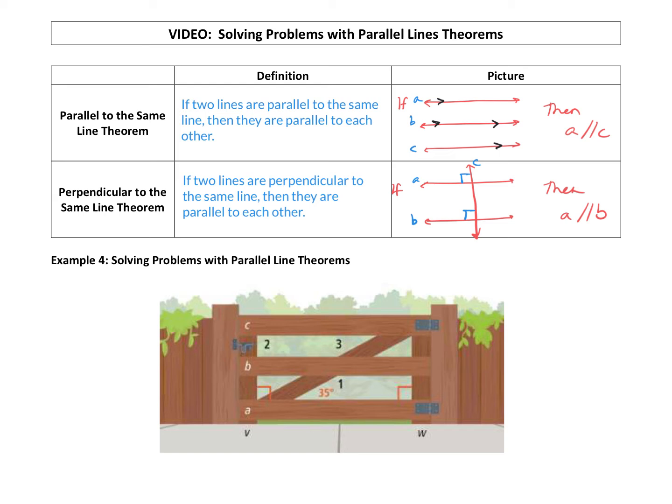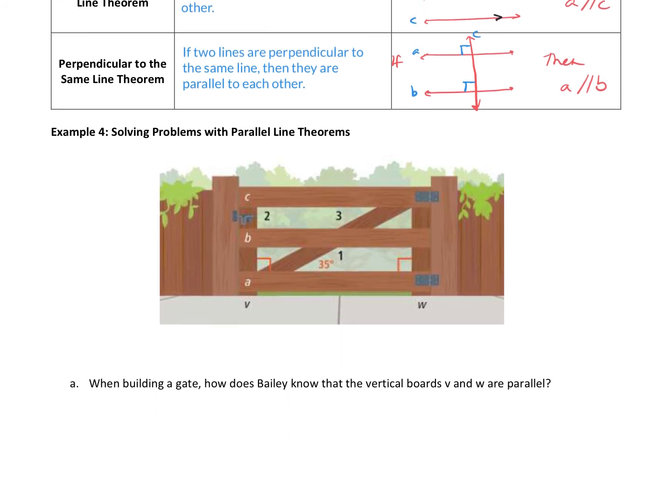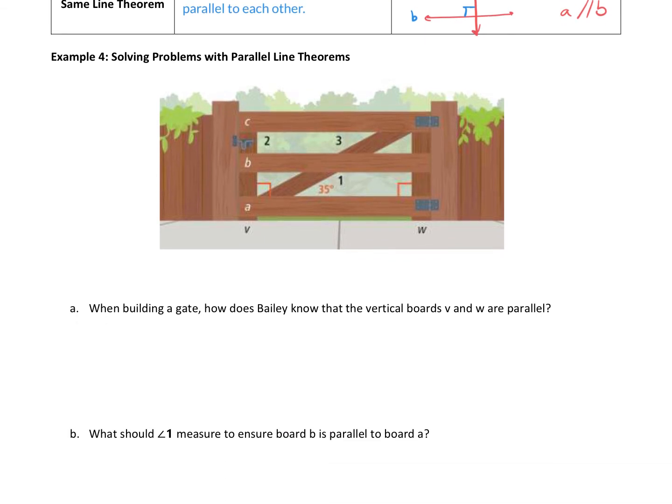So let's take a look at an example where we can solve some problems with our parallel lines theorem. So we have what looks like a gate. When building a gate, how does Bailey know that the vertical boards V and W are parallel? So here's the vertical board V, here is the vertical board W. So one thing that we notice is that board V, we've got this right angle, so it's perpendicular to board A.